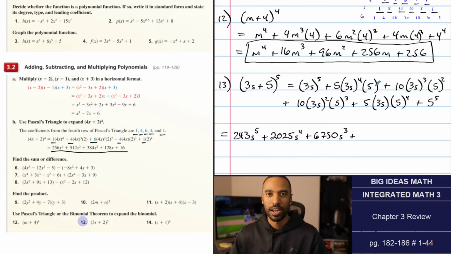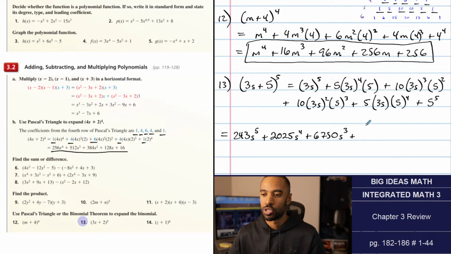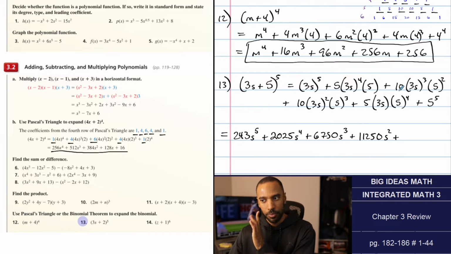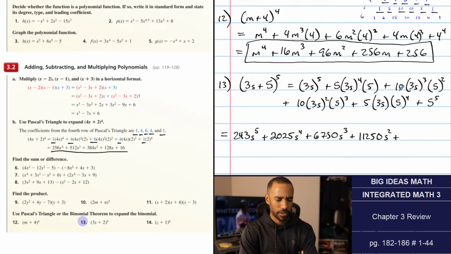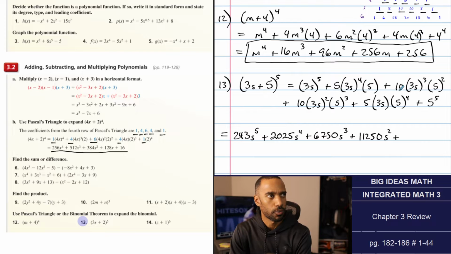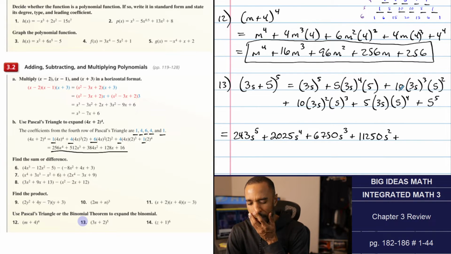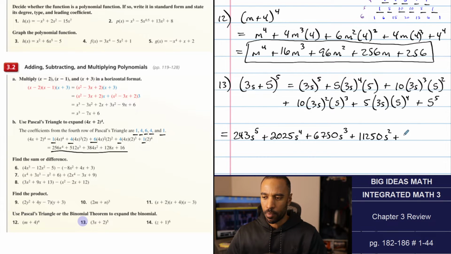9 times 125 is going here. I think that's 1,125. So times 10. 11250. Numbers are just getting bigger, y'all, as these s's are getting a little smaller. Plus, 5 to the 4th is 625. We got to do 625 times 15. I don't know if I can do that. Let's do 3125. 3125 times 3 is 9,375. I'm going to go with that.